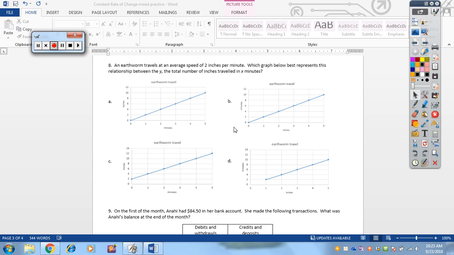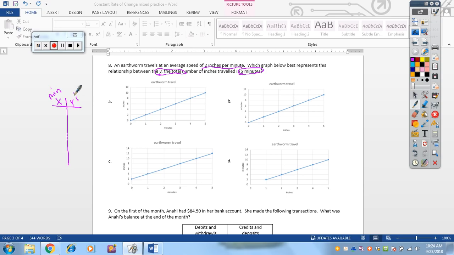An earthworm travels at an average speed of 2 inches per mile. Or sorry, per minute. Which graph below best represents the relationship between y, the total number of inches traveled, in x minutes? Y is inches, x is minutes. It is 2 inches per minute. And it says x is minutes.